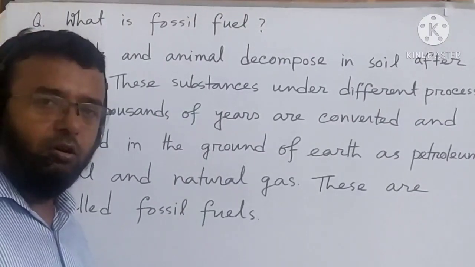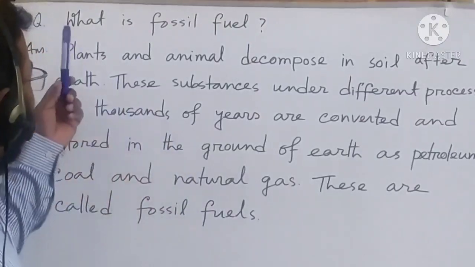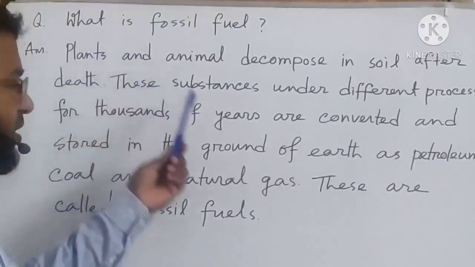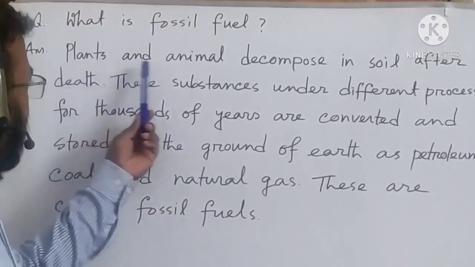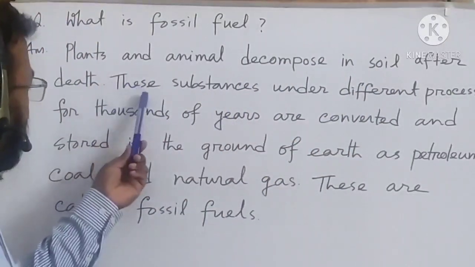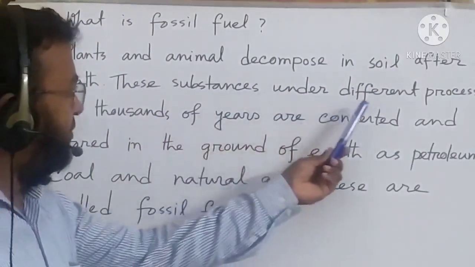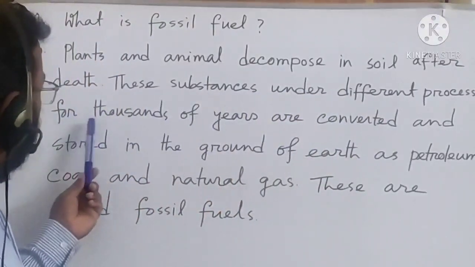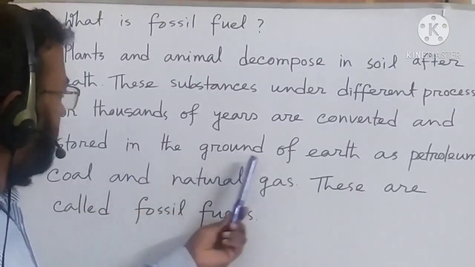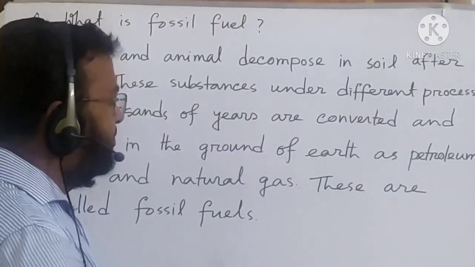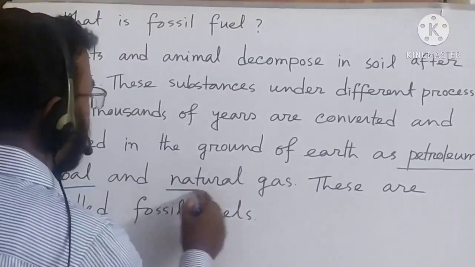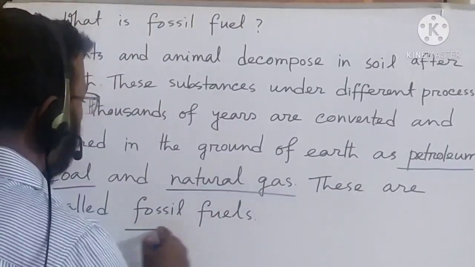Okay, dear students, now I have written a question. All of you see that I have written what is fossil fuel. Everybody see that I have given the answer also. Plants and animals decompose in soil after death. These substances, under different processes for thousands of years, are converted and stored in the ground of earth as petroleum, coal and natural gas. So these are called fossil fuels.